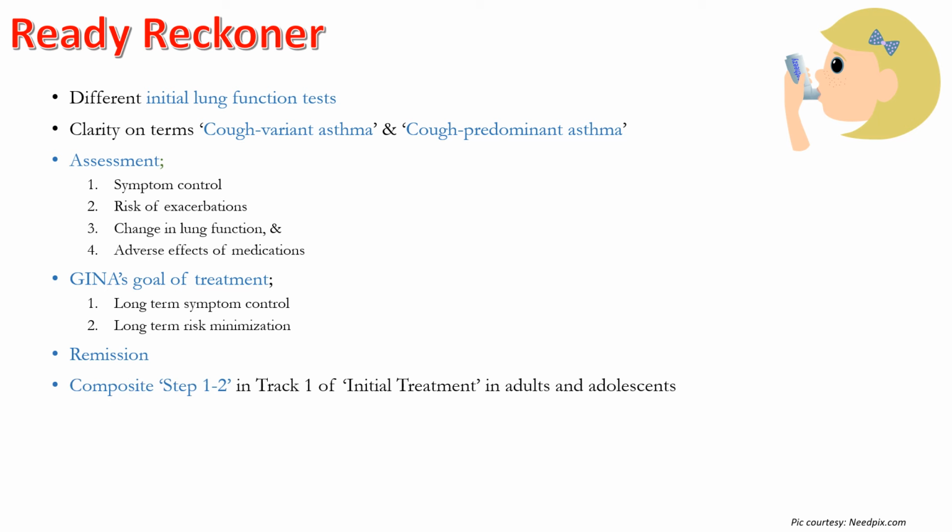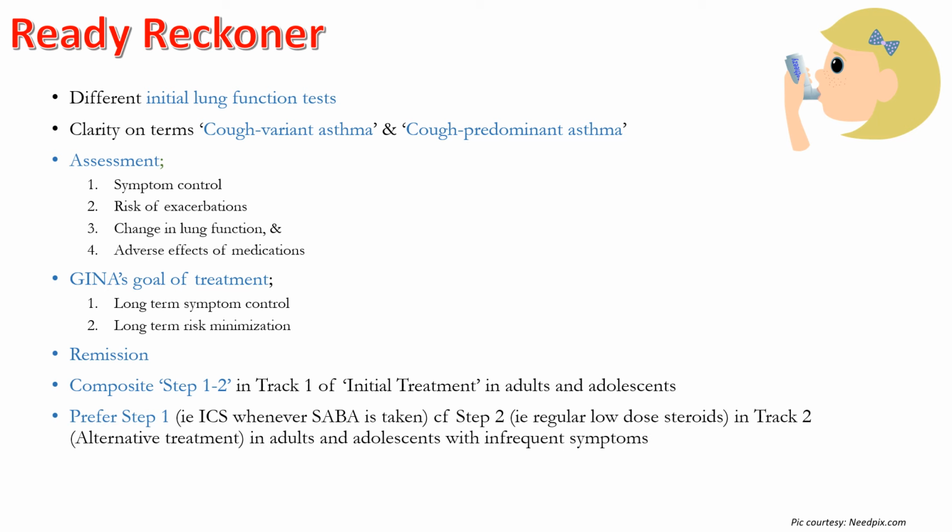A composite step 1-2 has been added in track 1 of initial treatment in adults and adolescents because as-needed low-dose ICS-formoterol is the controller and maintenance therapy in either of the two. Prefer step 1 in patients with infrequent symptoms. There is continued stress by GINA on inhaled corticosteroids and continued de-stress on the use of oral corticosteroids, and oral corticosteroids are only recommended to be used in acute exacerbation and maybe sometimes in step 5 in patients who are adults or adolescents.